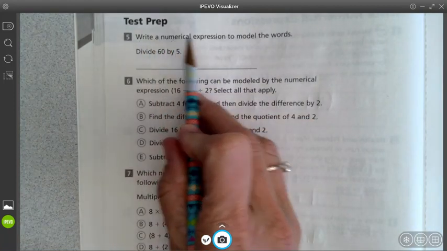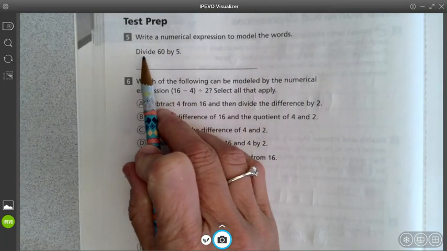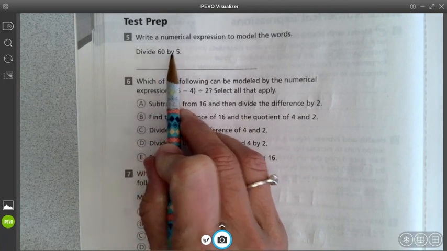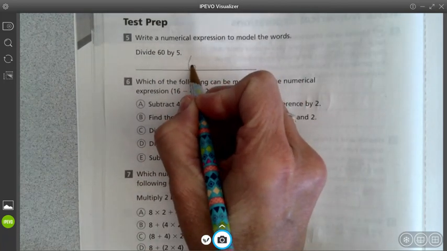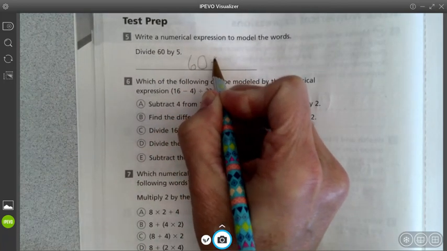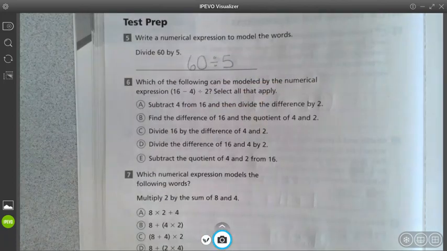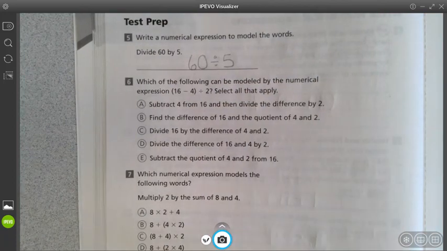So it says write a numerical expression to model the words 60, divide 60 by 5. And that would be our answer right there.